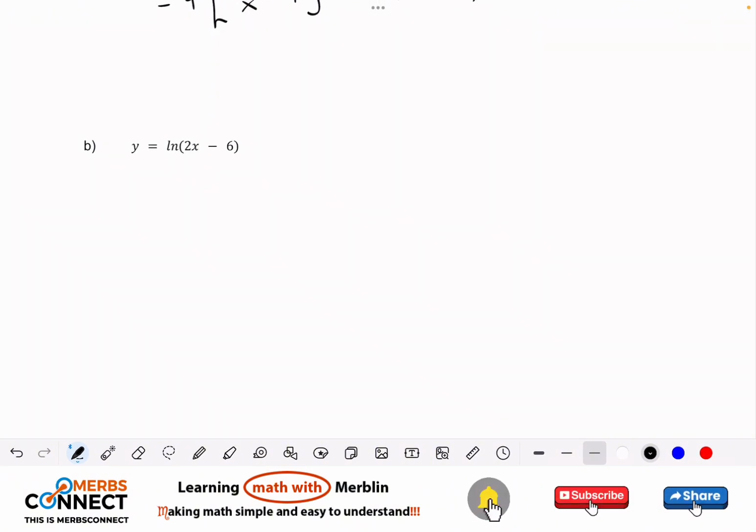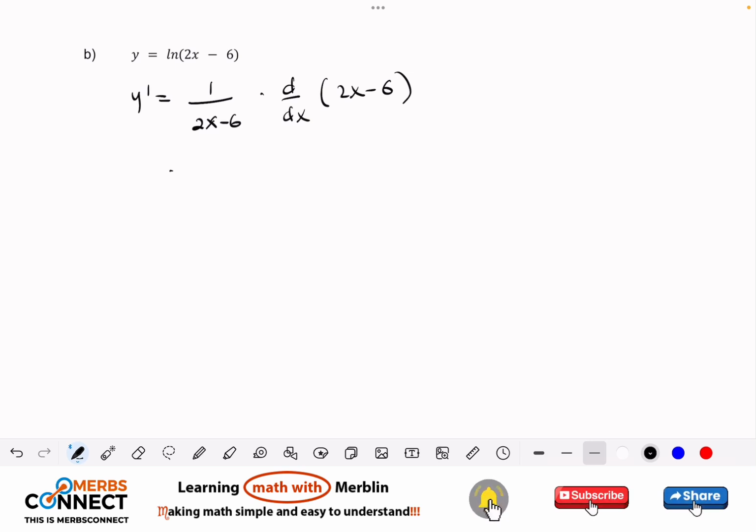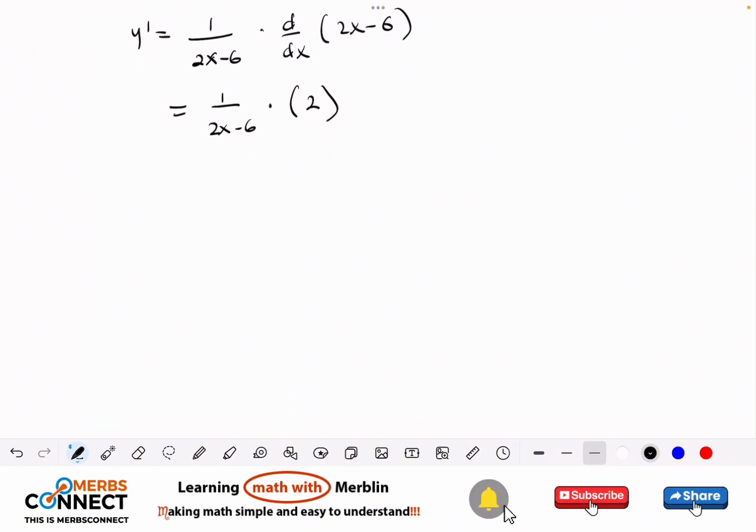Let's look at the b. Applying the same idea, y prime will be equal to 1 divided by what is inside the parentheses, which is 2x minus 6, times the derivative of what is inside. When I differentiate 2x, I get 2. When I differentiate 6, I get 0. So I'm going to have 2 divided by 2x minus 6.